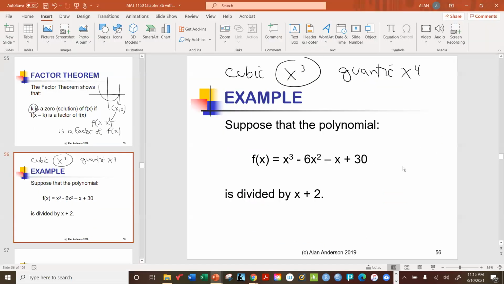Woohoo! All right, so here, more practice. Why don't you try dividing x plus 2 into this cubic equation? We could always use more practice. Let's see what you come up with.